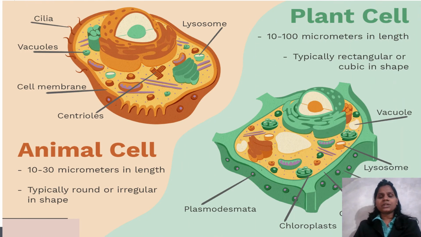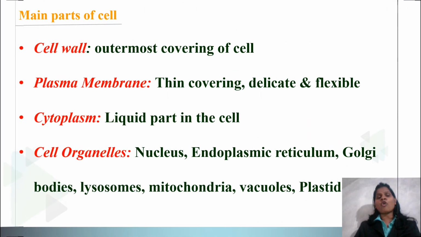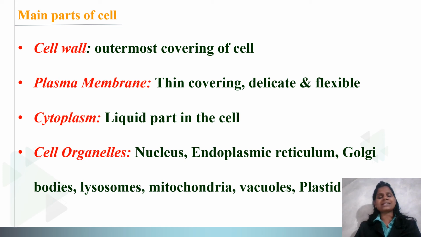Now, the cells are mainly of two types, eukaryotic and prokaryotic cells. Right now we are going to talk about the eukaryotic cells, and under eukaryotic cells come the plant cells and animal cells. Here you can see a glimpse of the plant cells and animal cells, and these cells mainly comprise four parts. First is the cell wall, that is the outermost covering.